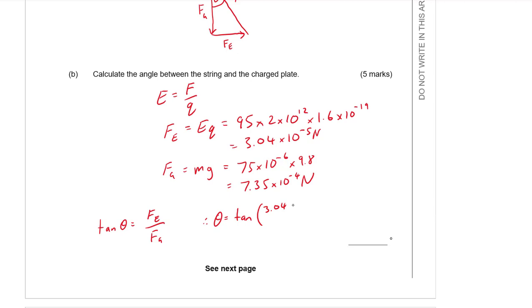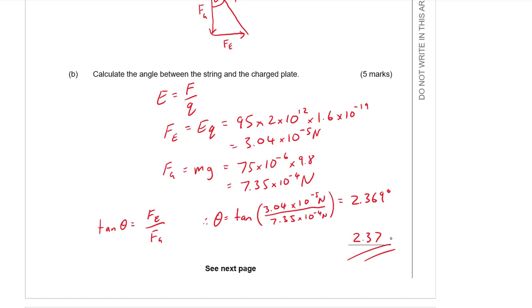so I then know that theta is going to be equal to the inverse tan of 3.04 times 10 to the negative 5 newtons divided by 7.35 times 10 to the negative 4 newtons. And what I get is 2.369 degrees, or what I write down here is 2.37 degrees. Okay.